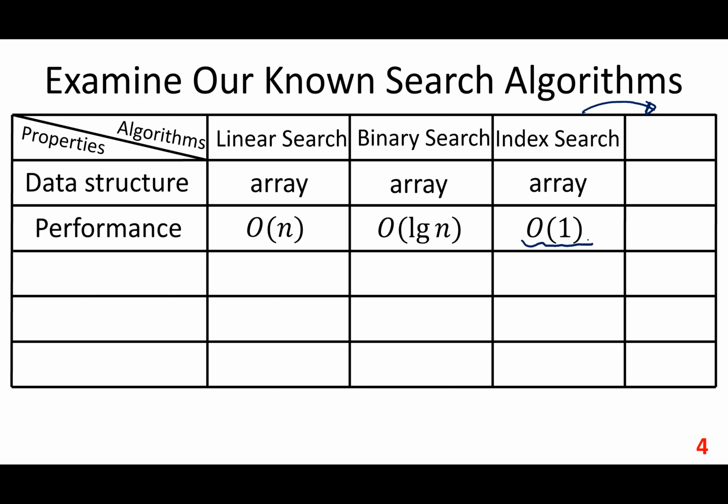So that's the reason we can develop a new data structure and a new search algorithm, hashing, because we have the background of this index search. All right. Ordering: do we require data to be ordered? Unsorted, linear search, binary?